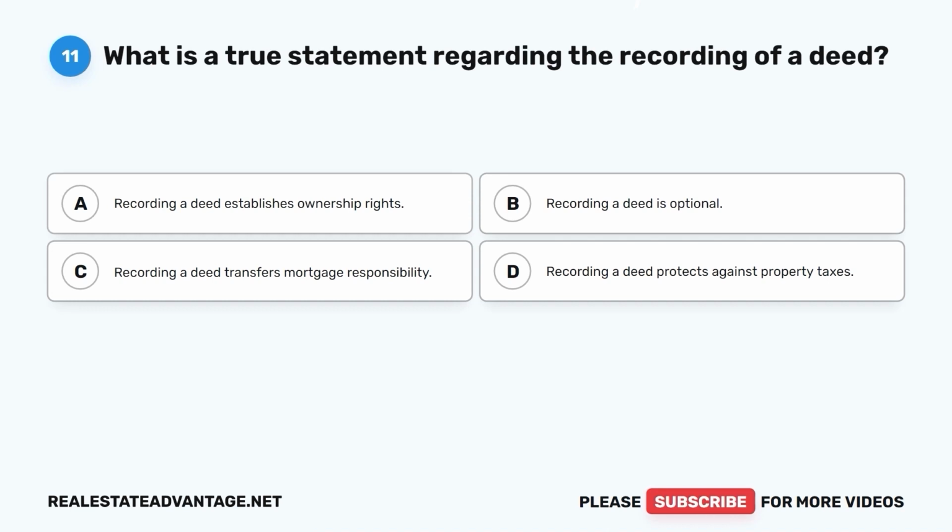Question 11. What is a true statement regarding the recording of a deed? A. Recording a deed establishes ownership rights. B. Recording a deed is optional. C. Recording a deed transfers mortgage responsibility. D. Recording a deed protects against property taxes.